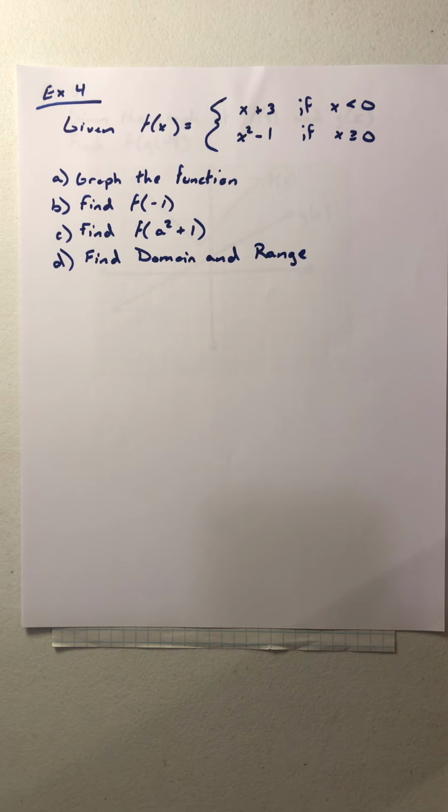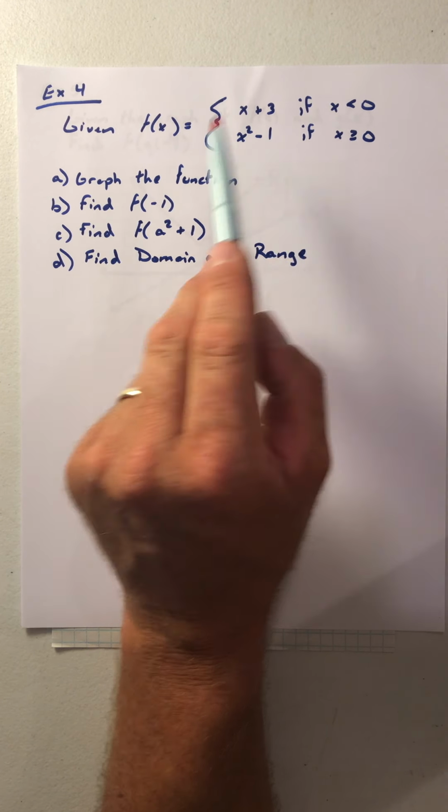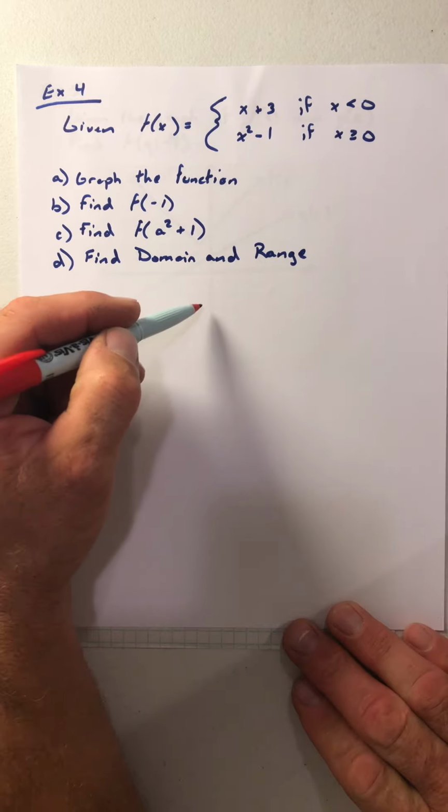In example 4, we're going to get into a piecewise function. So we have f of x equals x plus 3, if x is less than 0, x squared minus 1, if x is greater than or equal to 0. The first thing it asks us to do is to graph the function.